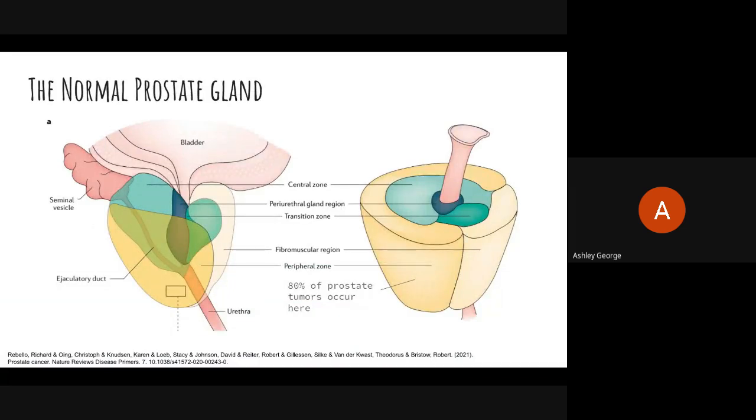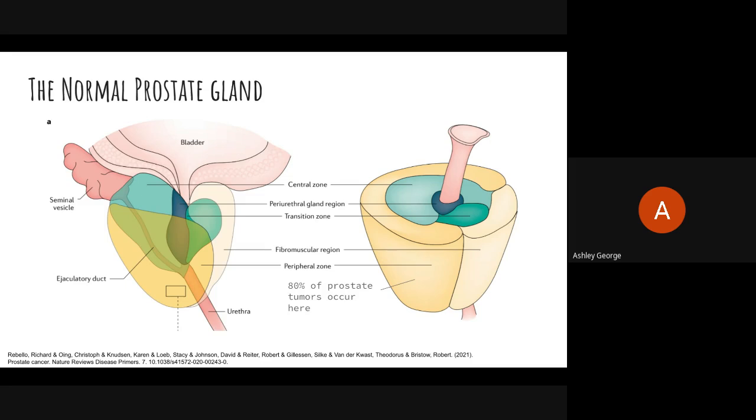So first, we're going to take a look at the normal prostate gland. The prostate is a small walnut-sized gland that's part of the male reproductive system. It's located below the bladder and in front of the rectum, and it's surrounding the upper part of the urethra. Its main role is to produce and secrete prostatic fluid, which contains enzymes, zinc, and citric acid. All of these things help to nourish and transport the sperm.